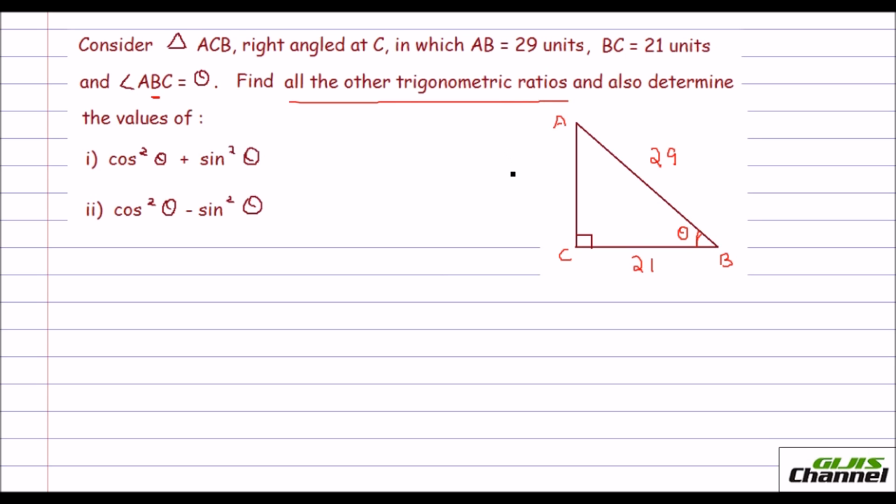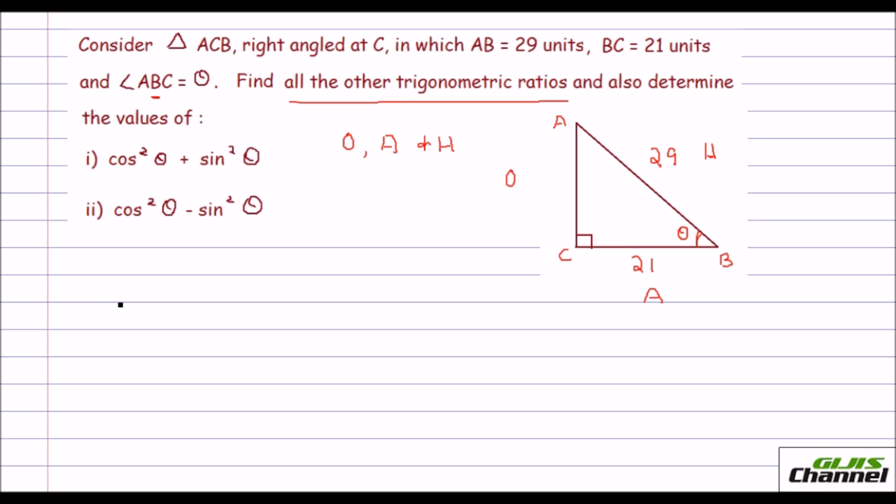Now you need to find all the trigonometric ratios. To find all the trigonometric ratios, you should know all the sides, like opposite side, adjacent and hypotenuse, right? So we need to find out all these three. Since your theta is at B, you take AC as your opposite side, BC as your adjacent and AB is your hypotenuse. Now, we don't know the opposite side, right? So let's first find out the opposite side.